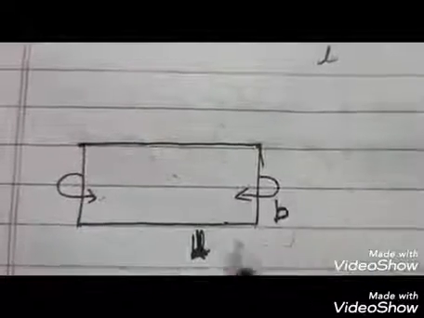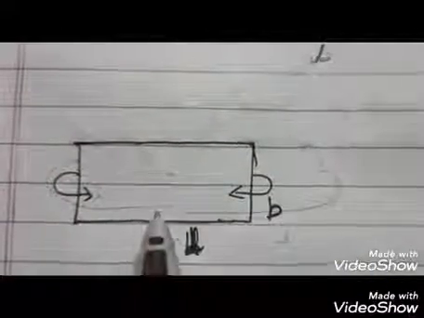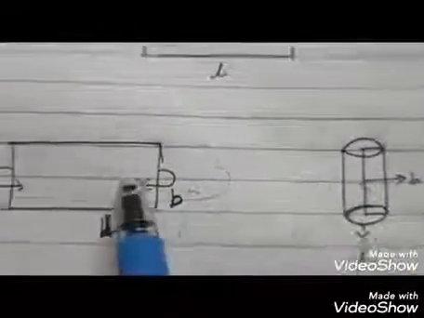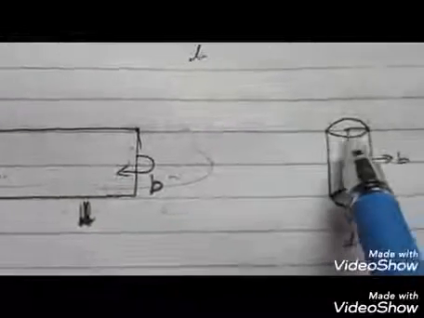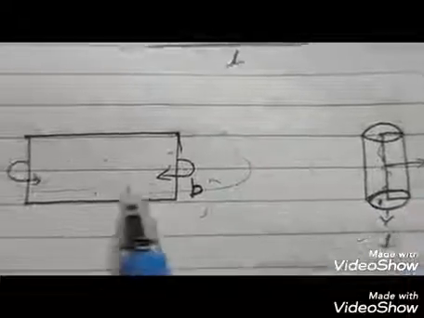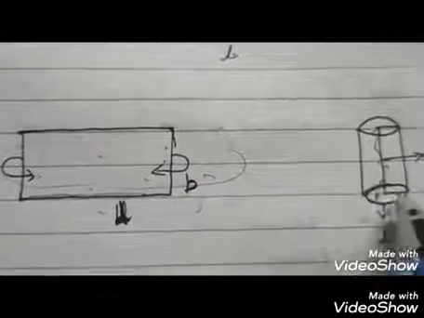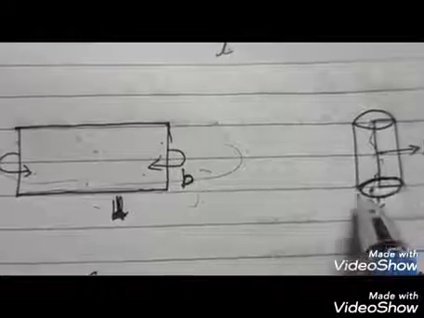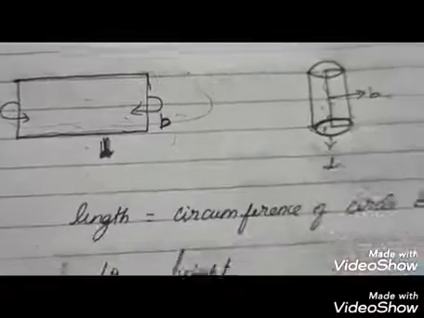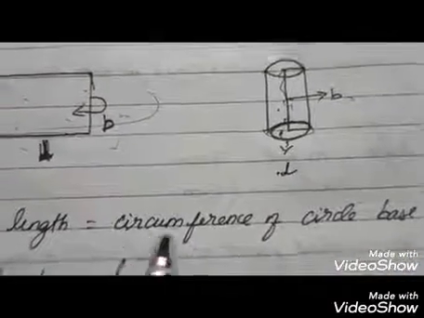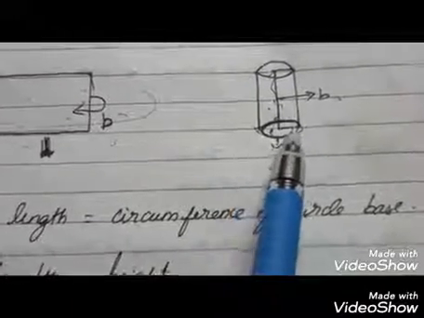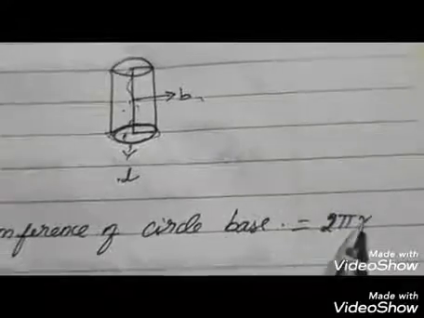This rectangle sheet can be folded like this. Fold like this means it becomes a cylinder. The breadth can be joined like this. So this is the joining point of the breadth, and this length becomes the outer edge of the circular base. Now you observe what is breadth and what is length. Length is equal to the circumference of the circular base, which is equal to 2 pi r.